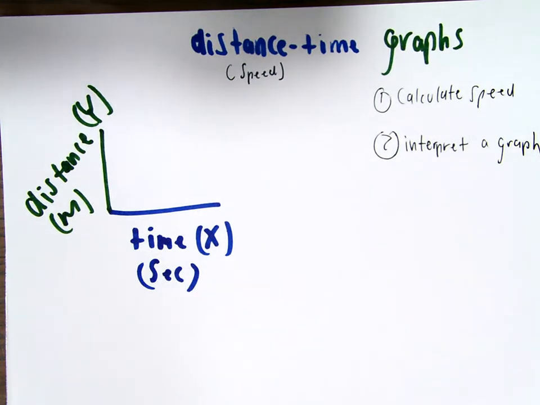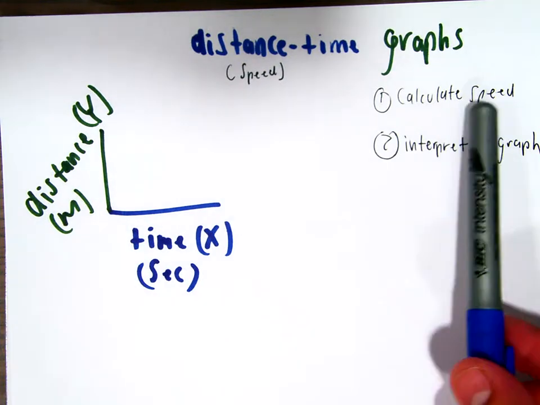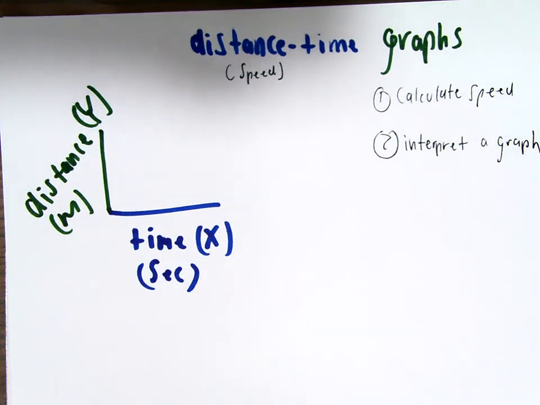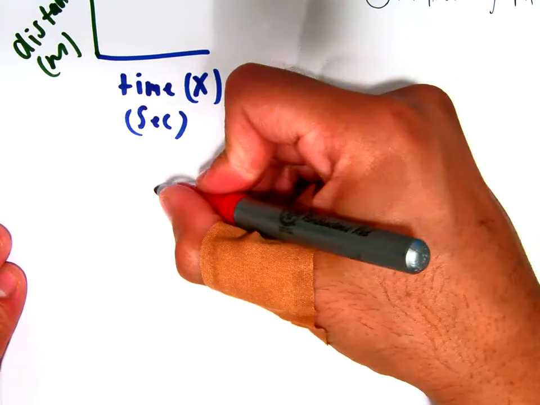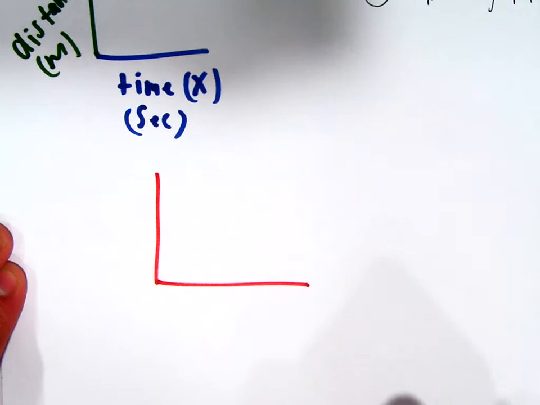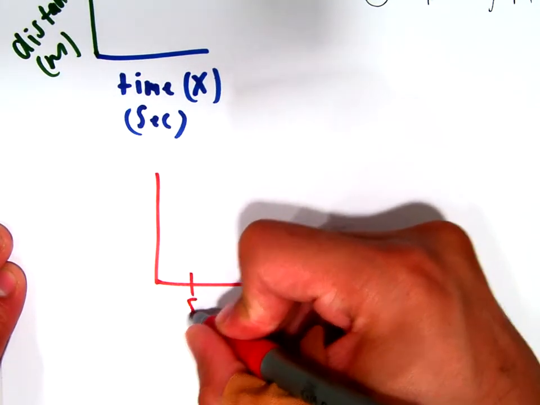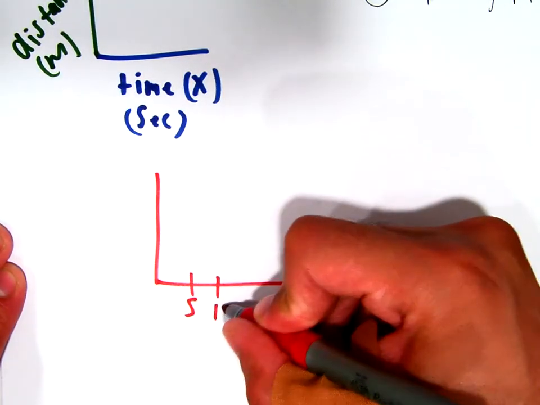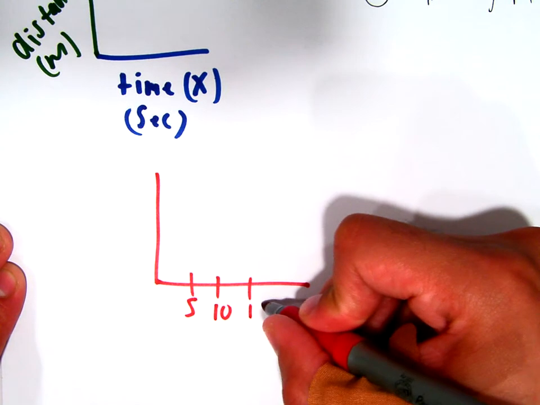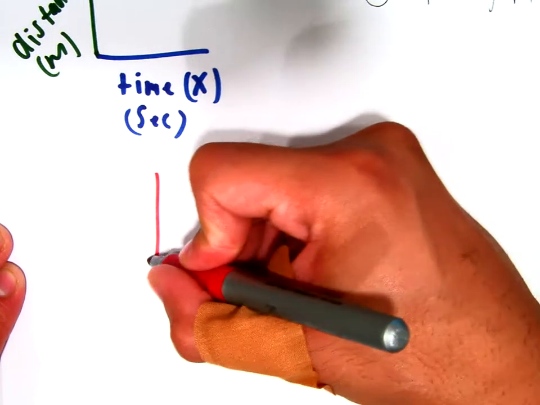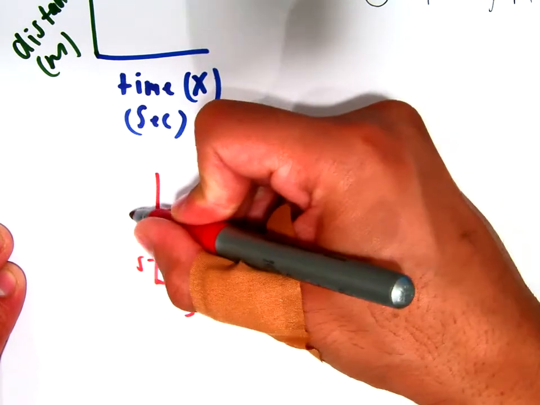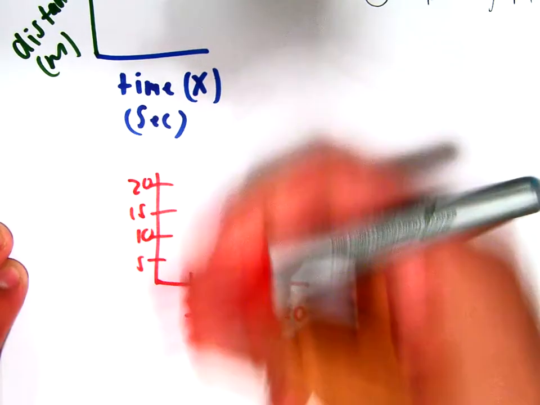All right. So let's go over the first part, which is how do we calculate speed using a graph? If we look at an example, let me just draw a quick example here. Let's make a graph here. We'll just create a simple graph, and we'll go by 5. So we'll go 5, 10, 15, 20. Other side we'll do the same thing: 5, 10, 15, 20.